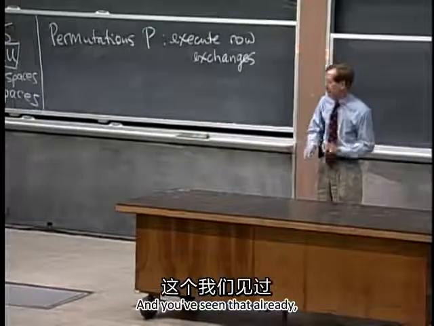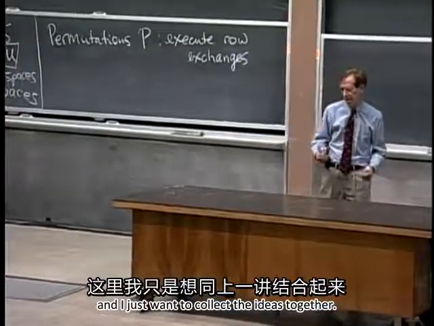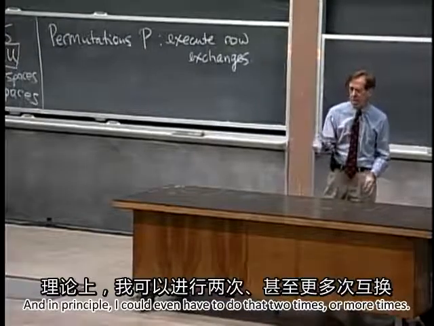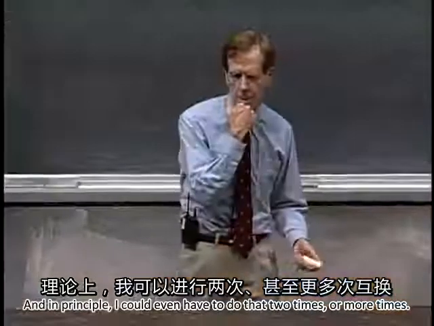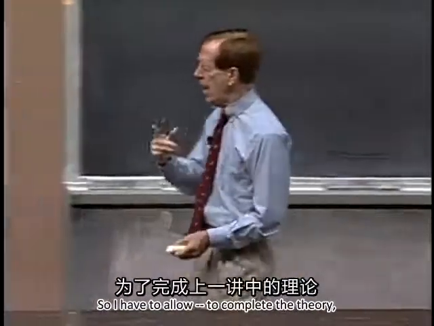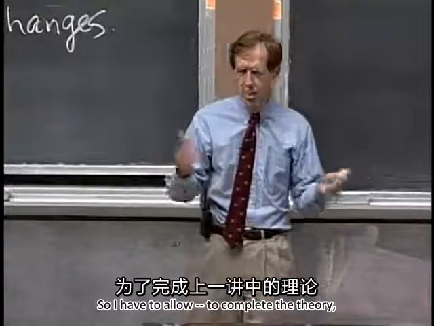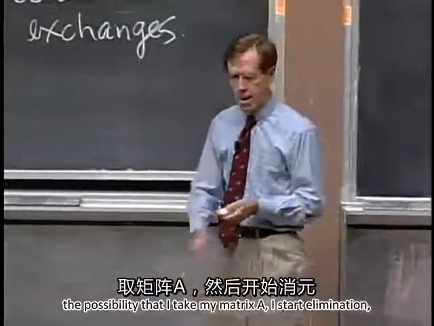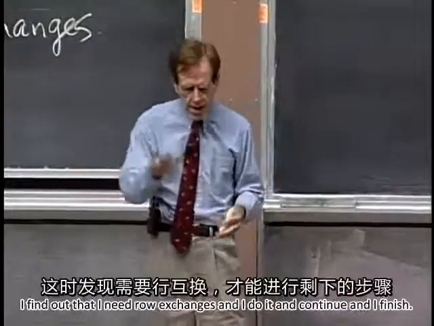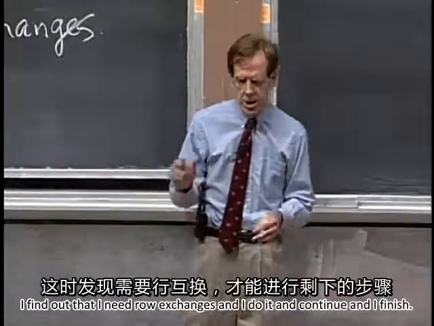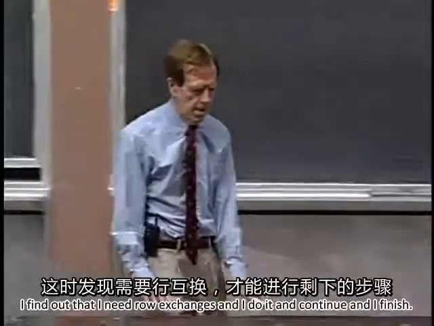And you've seen that already, and I just want to collect the ideas together. And in principle, I could even have to do that 2 times or more times. So I have to allow, to complete the theory, the possibility that I take my matrix A, I start elimination, I find out that I need row exchanges, and I do it and continue and I finish.